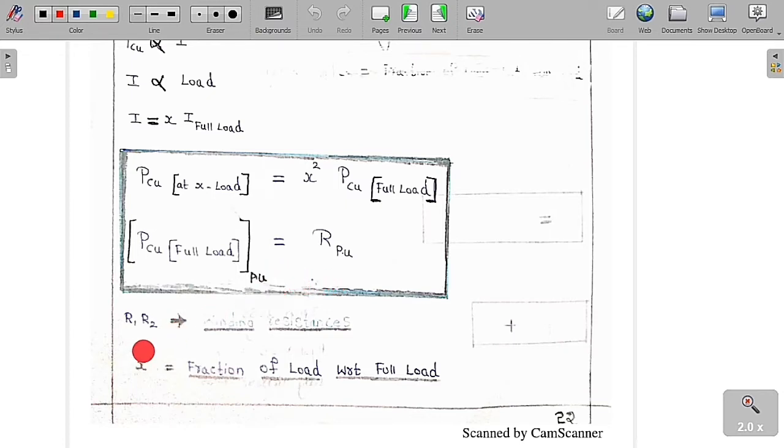So always R1 and R2 are called the winding resistance, whereas x is called the fraction of load with respect to full load. Or simply we can say x is equal to the current at any load divided by the current at full load, or simply the current at any load is equal to x times the current at full load. So we can say the copper loss at any x load is equal to x square times the copper loss at full load. Similarly, R per unit is equal to copper loss at full load in per unit value.